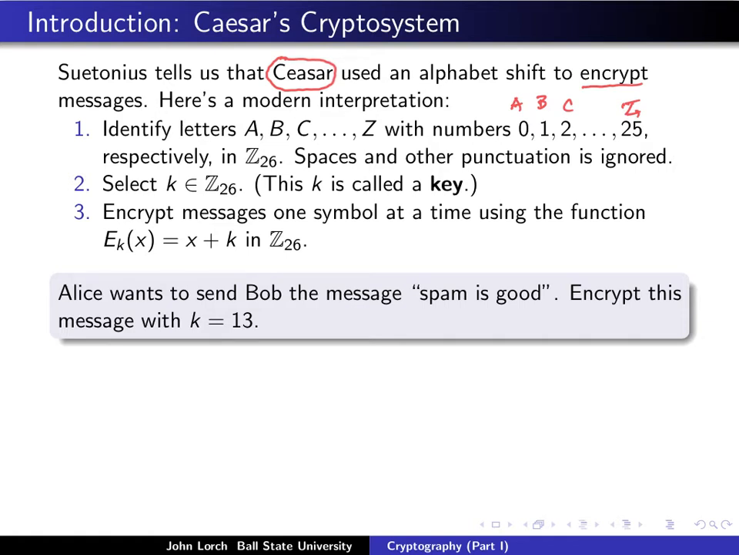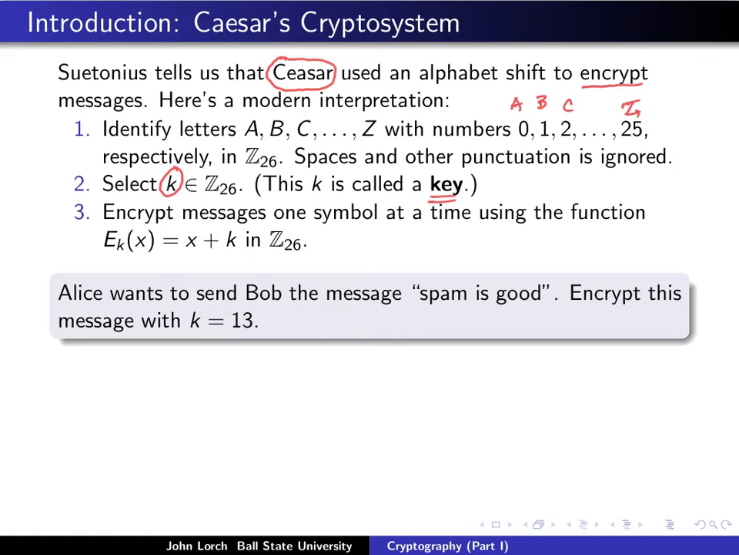Now, how do we do the alphabet shift? Well, in order to do that, we select a number in Z26. So notice that all these numbers 0, 1 through 25, those are all the elements of Z26. So we're going to choose a special element of Z26 called K. And this K is going to be called the key for our cryptosystem.